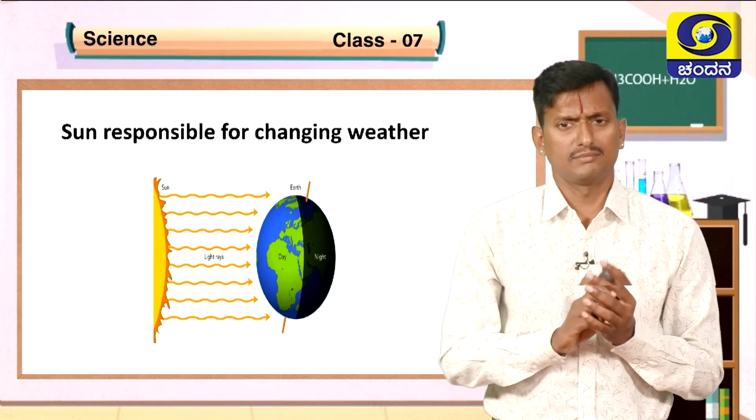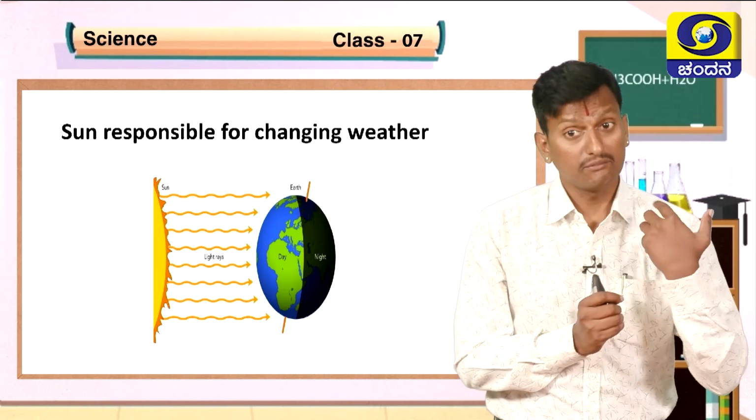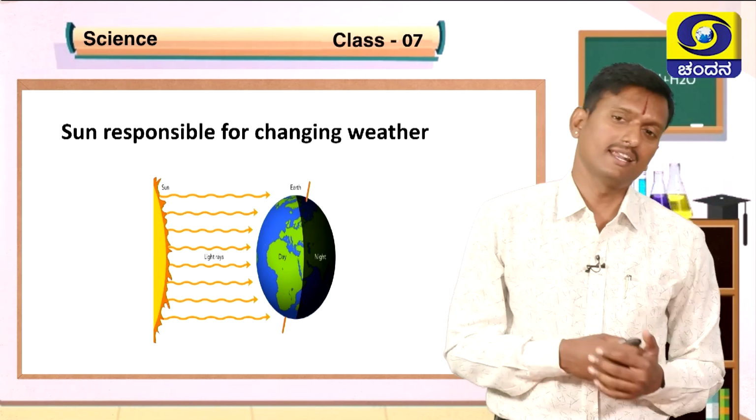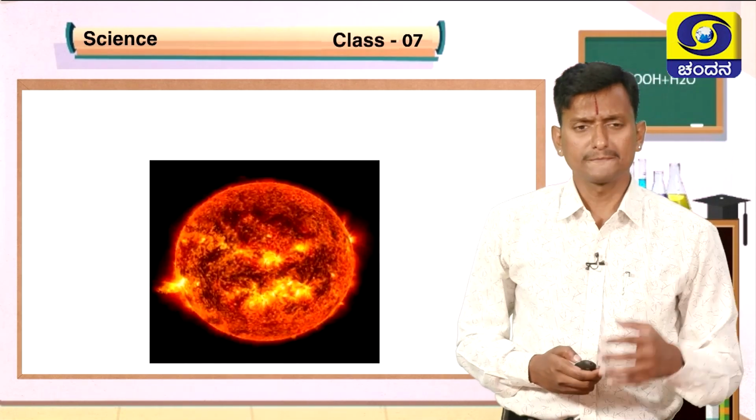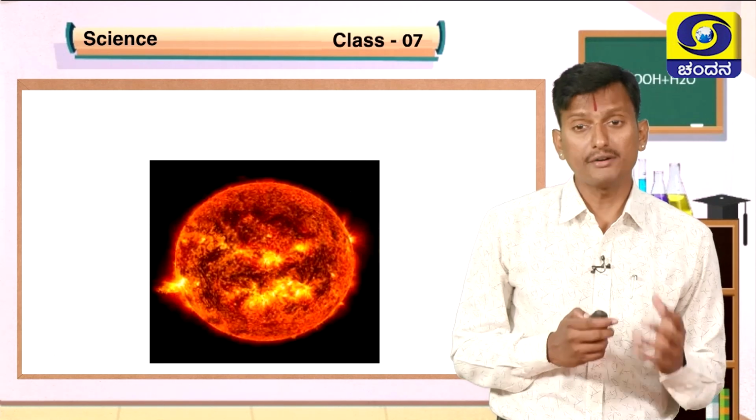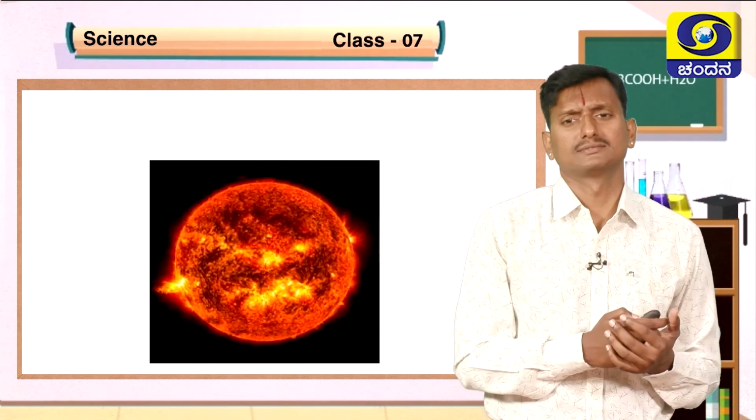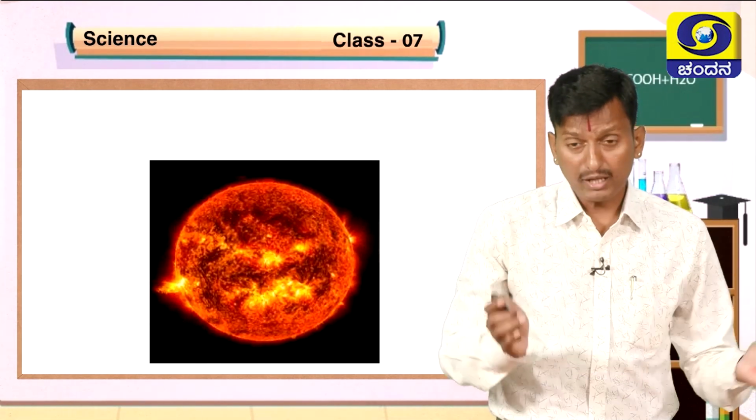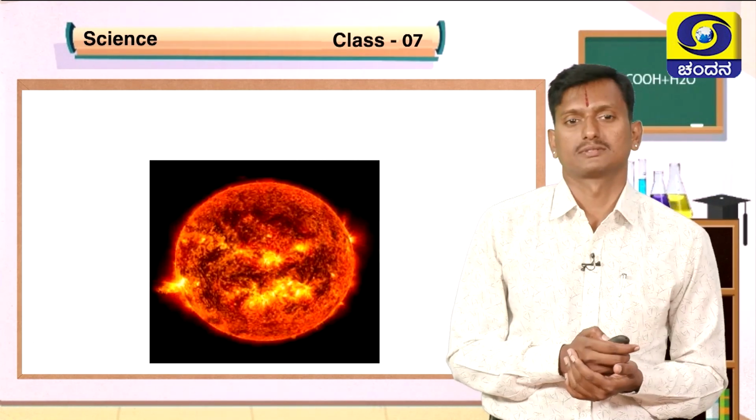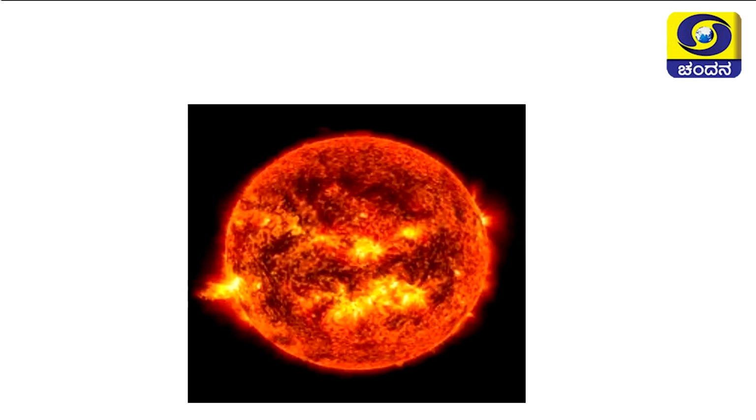The face of the earth which is facing towards the sun will be day, the opposite part will be night. See, you know that the sun is a huge mass with a lot of fire, a lot of heat. A temperature of around 6000 degrees Kelvin can be seen on the outer layer of the sun. Such a huge mass.